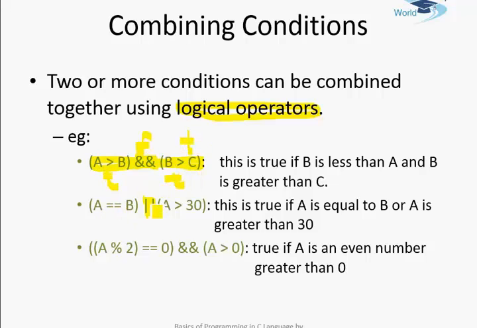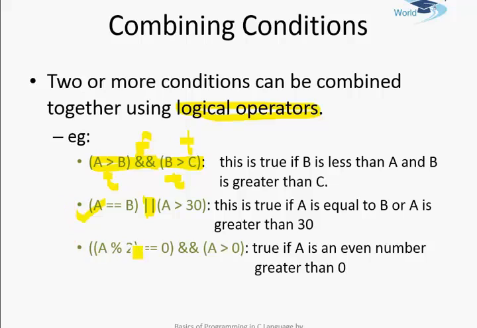Okay, similarly, you have the OR operator to combine two conditions. In this case, if either of these conditions is true, then your overall condition will be true. Suppose A is equal to B and A is greater than 30. Suppose out of both of these conditions, one is true and the other one is false. Then also this will return true, but at least one should be true.